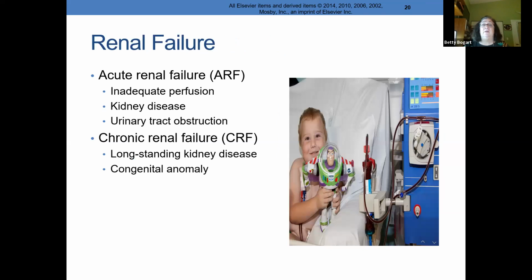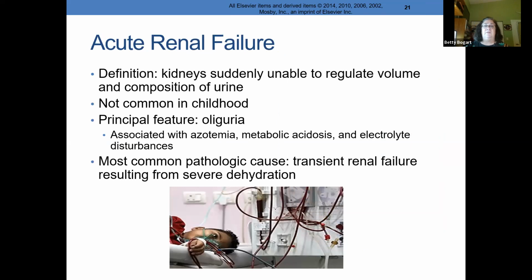Children do get renal failure, whether acute or chronic. Acute could be due to an obstruction, and chronic could be due to either a congenital anomaly or something hereditary. Now, acute renal failure is when all of a sudden your kidneys stop working. It could be due to severe dehydration. One of the things that we don't think about is how severe it is, but dehydration in a child can lead to renal failure very easily. That's why our goal when we're talking dehydration is to get them hydrated as soon as we possibly can.